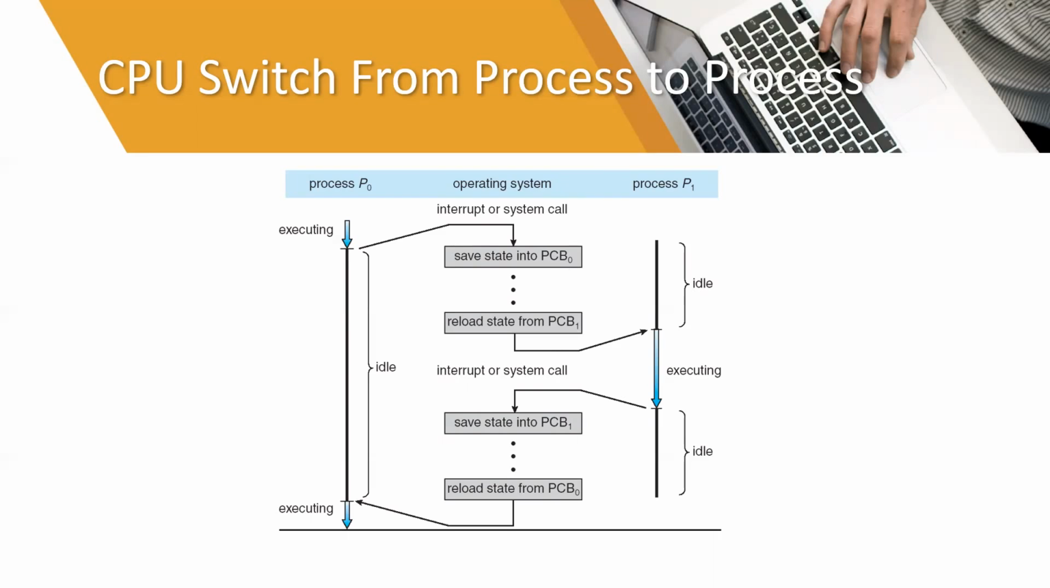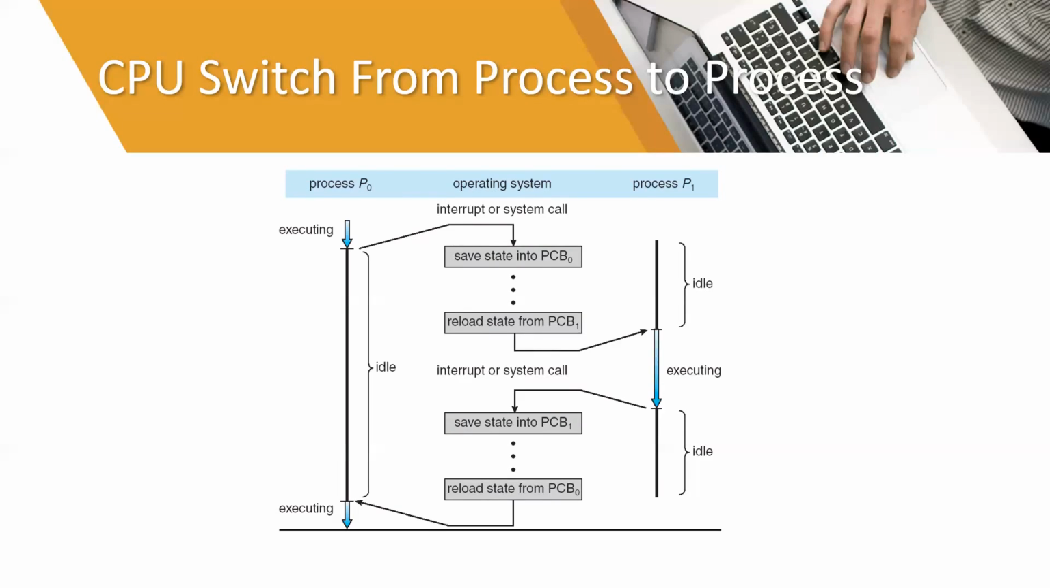Let's discuss the first one. Firstly, the context of process P0, the process present in the running state, will be saved in the PCB, the process control block, of process P0. That is PCB0. Now the second step is to move PCB0 into the relevant queue, like the ready queue, IO queue, waiting queue, etc.